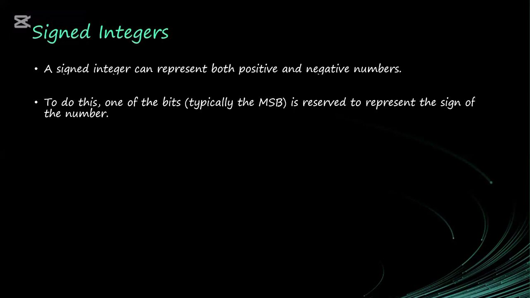Look at it: signed integers represent both negative and positive numbers. That means they represent signed numbers. So we use one of the bits. If we have 8 bits, we use one of the bits to represent the sign. That bit will tell us, is it a negative number or a positive number? Let me bring up my board.